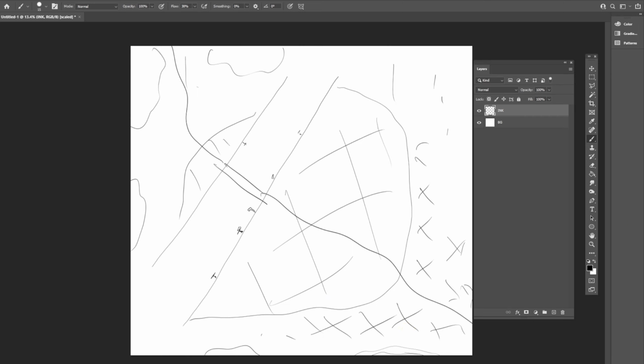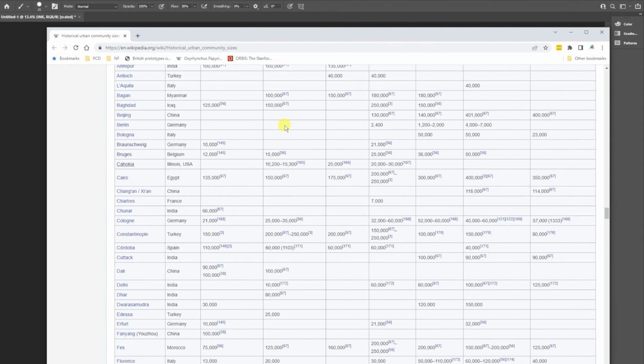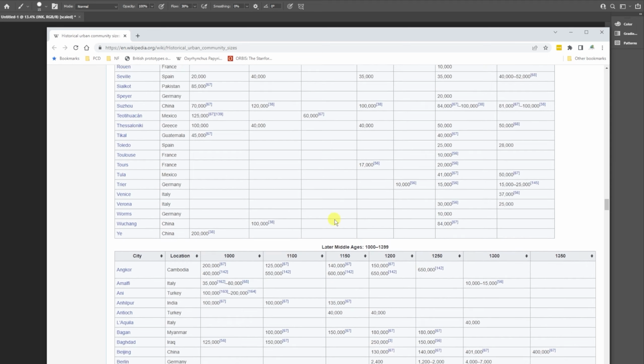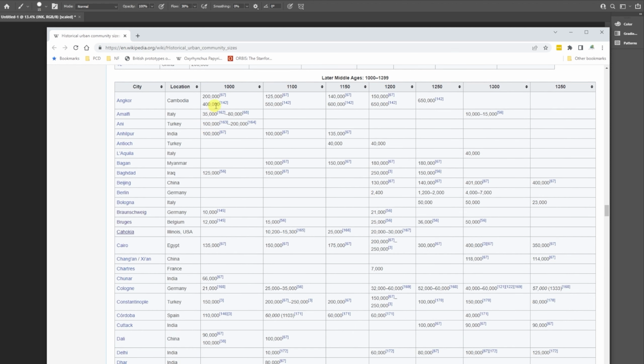So what sort of sizes are we looking at? What sort of other cities, maybe in the real world, are we looking at that have a similar population? So what I do is I actually come to this site right here. It's on the wiki. It has historical urban community sizes. You can go to any period in time. Right now I'm working in the later medieval ages, so 1000 to 1399. And it gives us, by period, the approximate populations of these places.